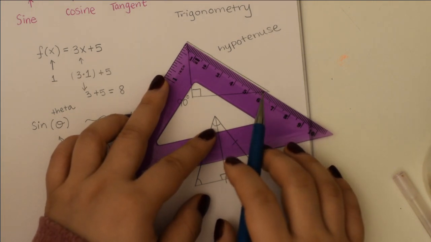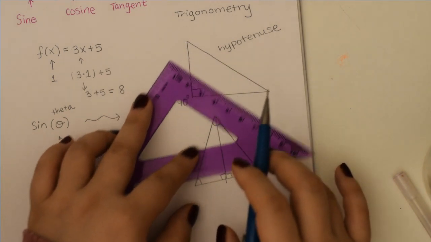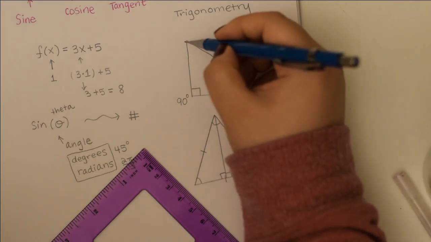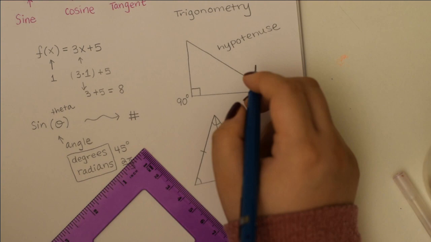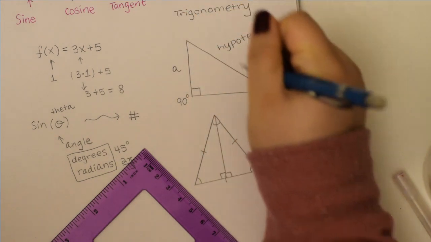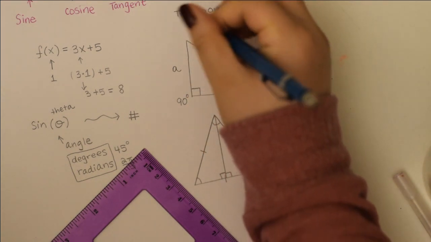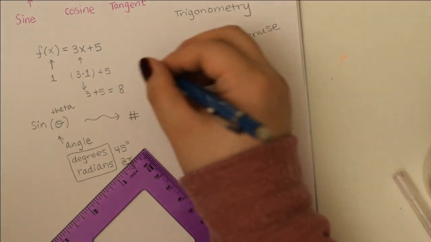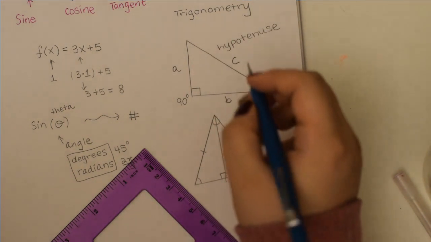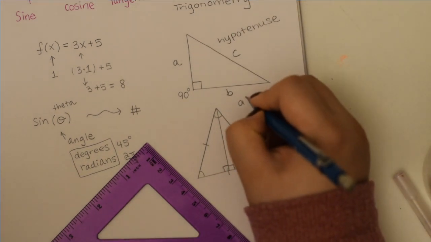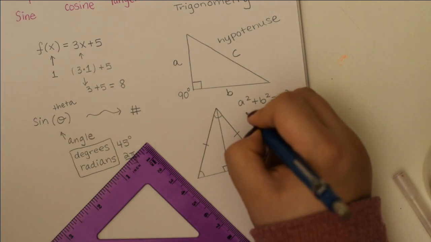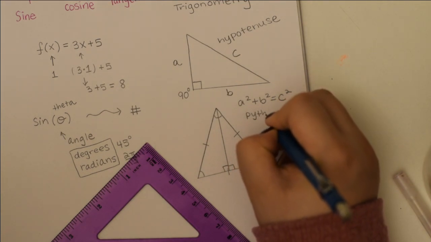Okay, so you see that? So this is definitely the longest. And we actually know how the sides are related in a right triangle. If you recall, let's label the other two sides that are not the hypotenuse A and B. It doesn't matter which is A and which is B. Let's label the hypotenuse as C. We know that A squared plus B squared equals C squared because of the Pythagorean theorem.